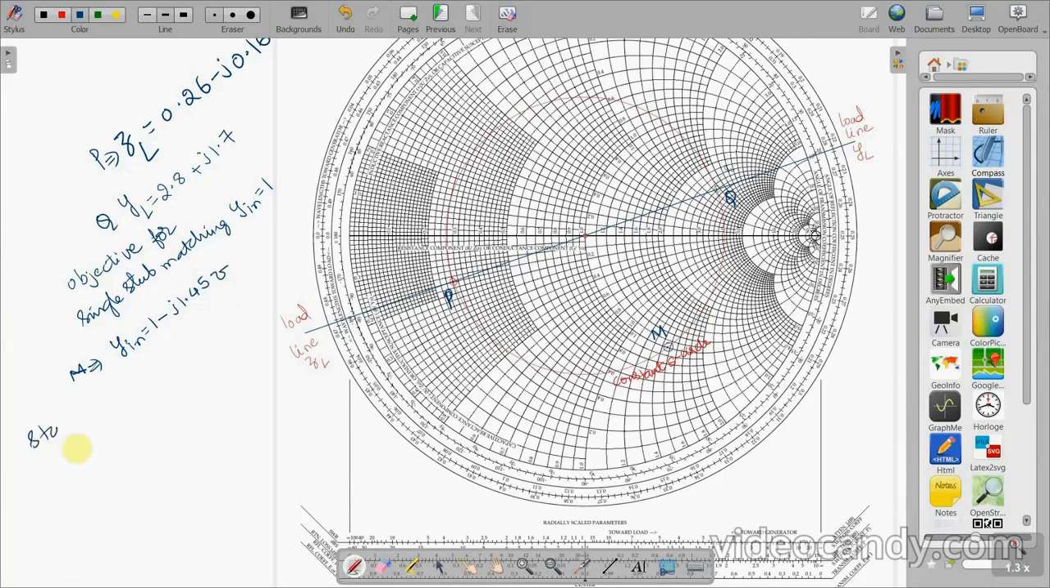To achieve the impedance matching condition of Yn equal to 1, we need to connect a short circuited stub in shunt at the point where the real part of Yn is 1. The Yn measured from the shorted stub will be purely susceptive, and when connected in shunt will cancel the value of minus j1.45.